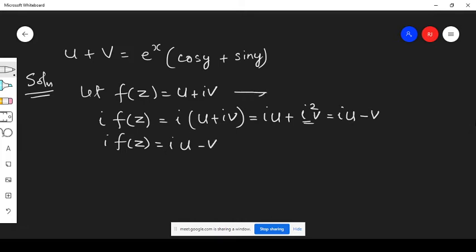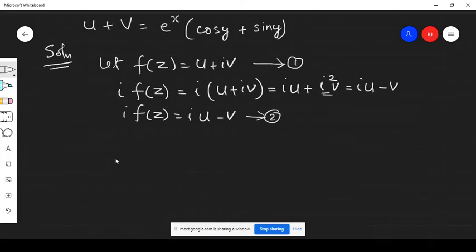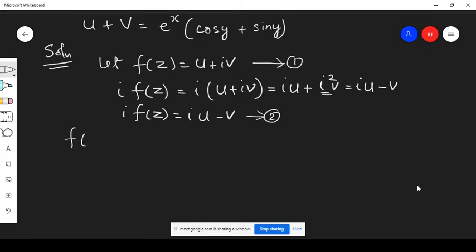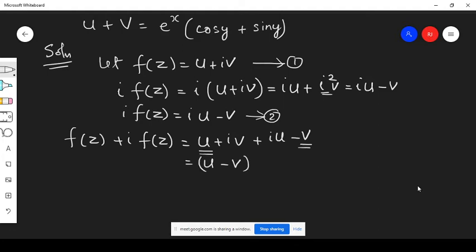So this is equation number 1, and this is equation number 2 I am taking. Now what I will do is add 1 and 2. f(z) + i·f(z) is equal to, the right part of f(z) is u + iv, and the right side of i·f(z) is iu − v. Now I am taking the real parts together, u − v, plus the imaginary parts together, so i(u + v). Okay, so this is what I got.